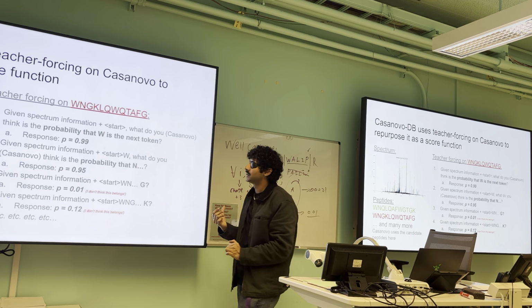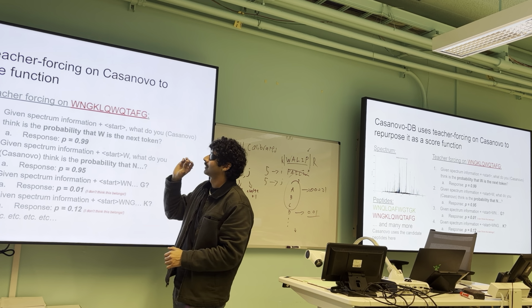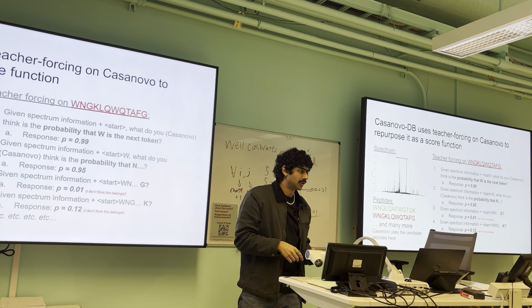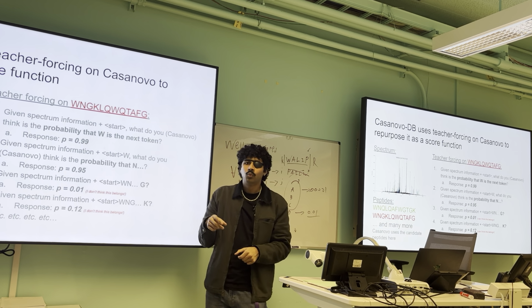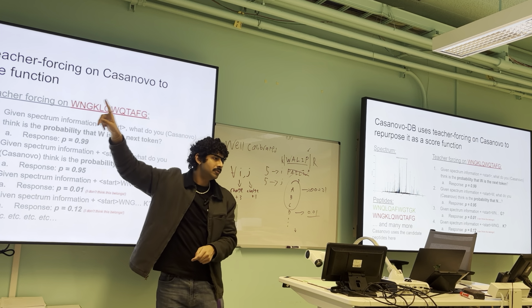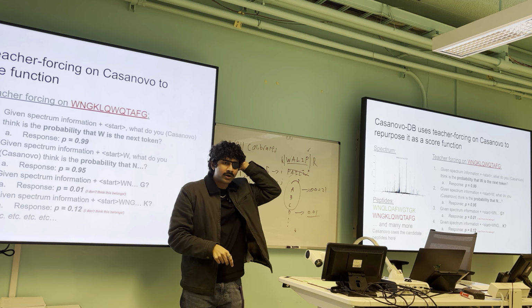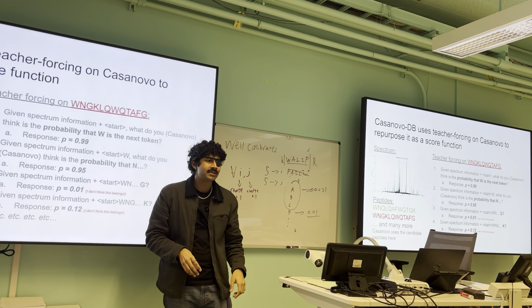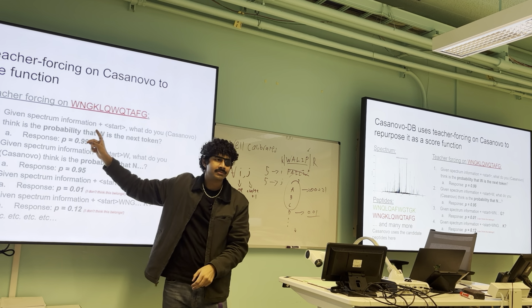Basically what we do is we say, hey, Casanovo, here's a start token. Not what do you think is the next token. We're going to ask it, what do you think is the probability of this token? We know the peptide that we're trying to score. We're not asking Casanovo what it thinks the next amino acid is. We're asking, what do you think about this amino acid I'm giving you, right?